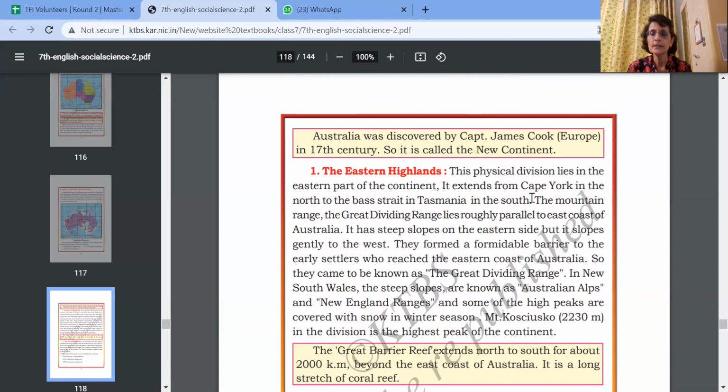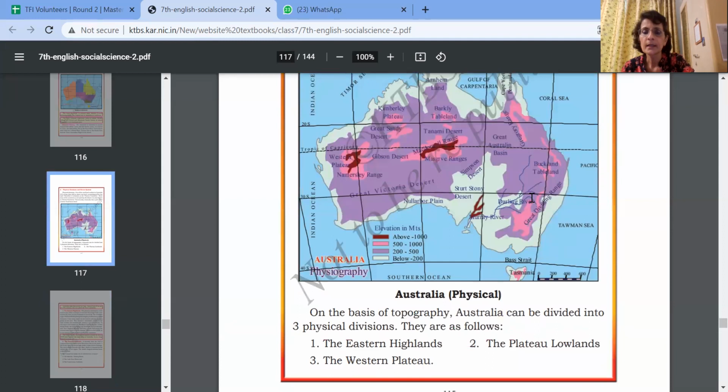The second point is that the mountain range called the Great Dividing Range, which I showed you on the map, lies roughly parallel to the east coast of Australia. So you just saw that this is the Great Dividing Range, and this is its east coast. Coast is the end area of any land where it meets the sea, the coast of that country or continent.